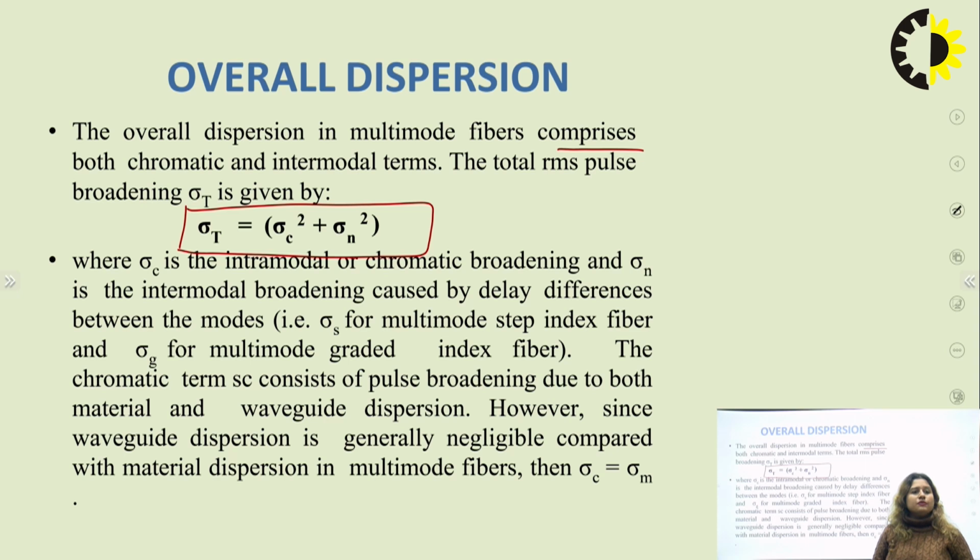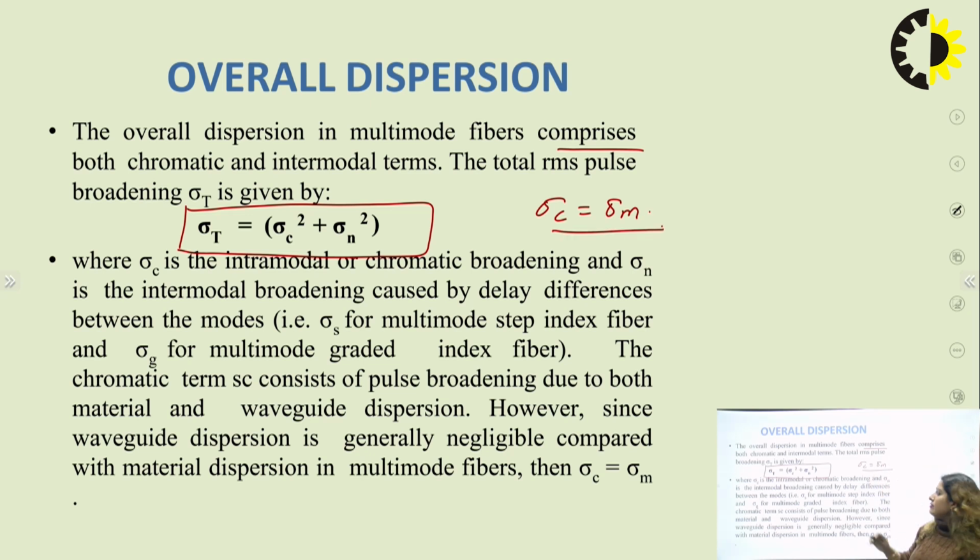So sigma S for multimode step index fibers, obviously, and sigma G for multimode graded index fiber. So the chromatic term will consist of pulse broadening due to both material and waveguide dispersion, sigma C. However, since waveguide dispersion is generally negligible, here sigma C is equivalent to sigma M. Only the material dispersion is here.